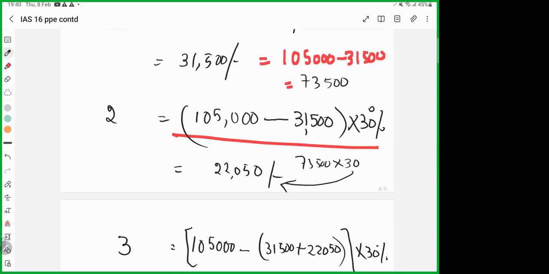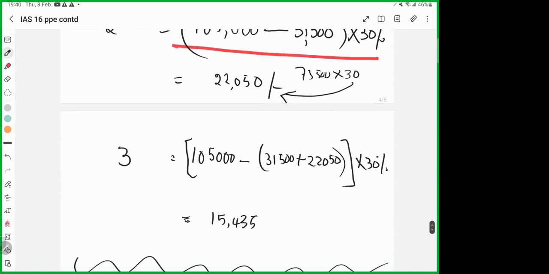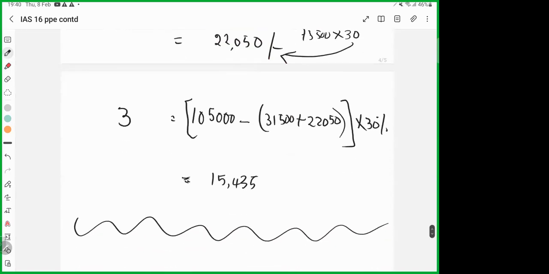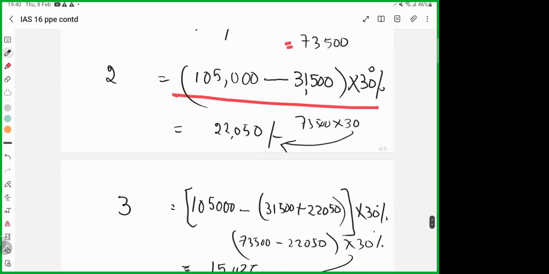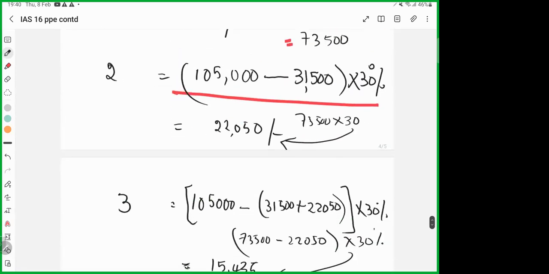And then when you go to year 3, 73,500 minus 22,050, and if you multiply this by 30%, you will still get this answer. Right or not? So this is the second method I was talking about. Either this method or that method, you still get the same answer. Well, the easiest is the second.